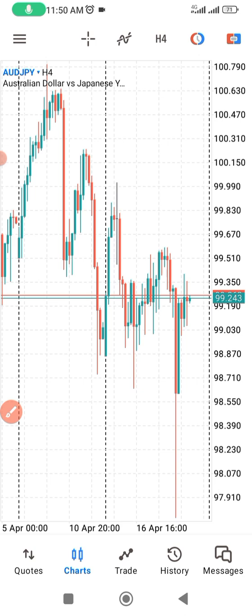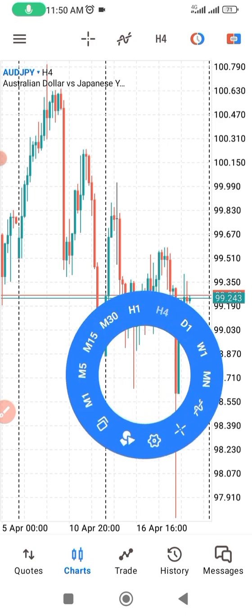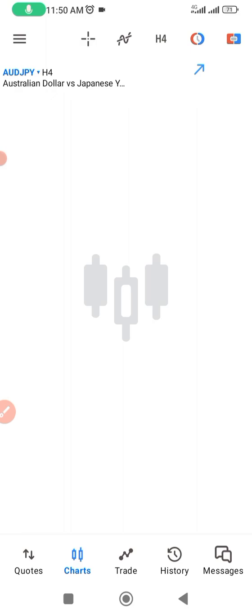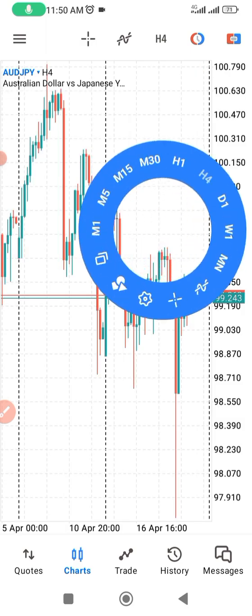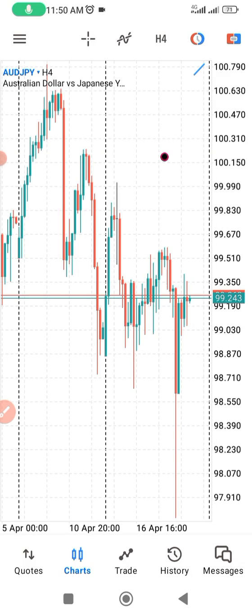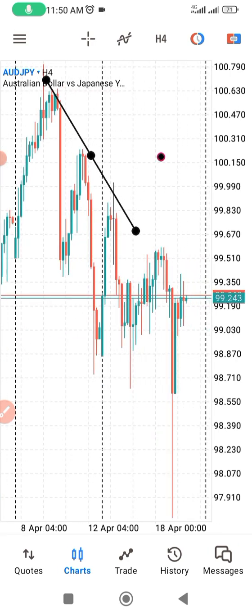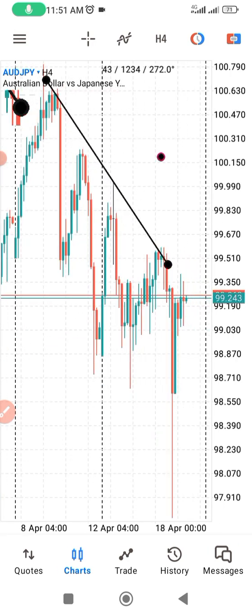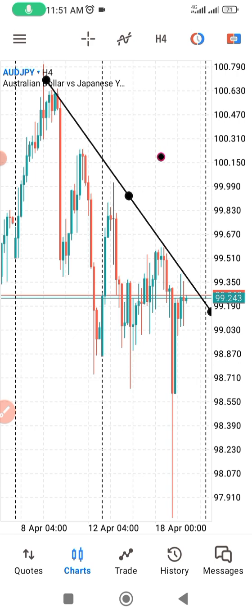So having established the trend, what is the next thing to do? You can choose to join this point and this one with your trend line. You can choose to join this level because this is the first level that is being formed. And after this particular formation, you can choose to put your trend line.